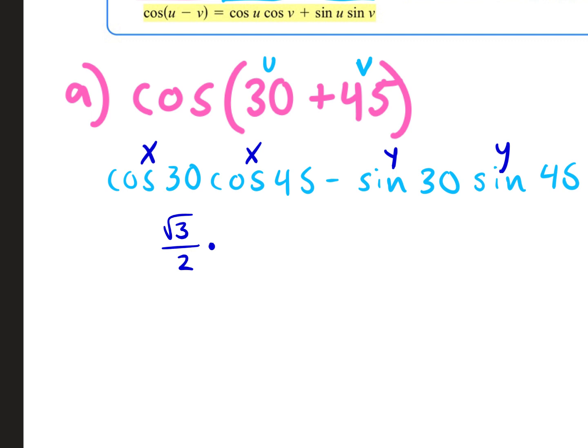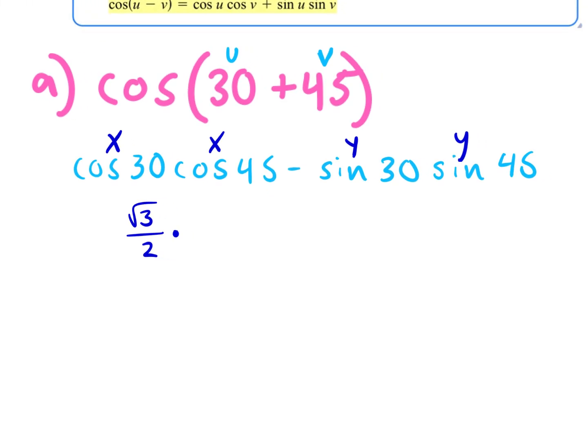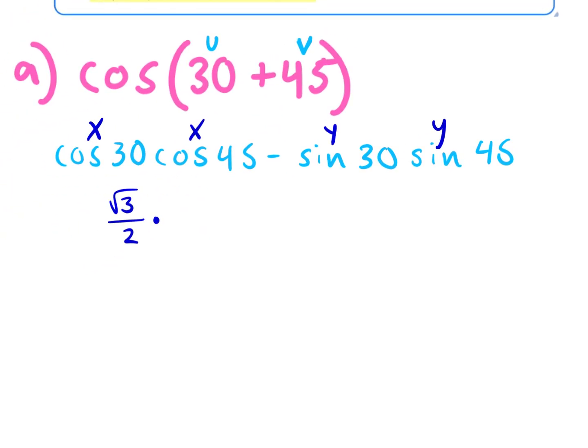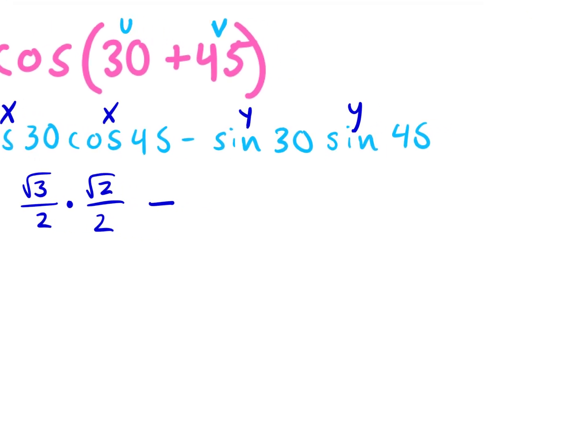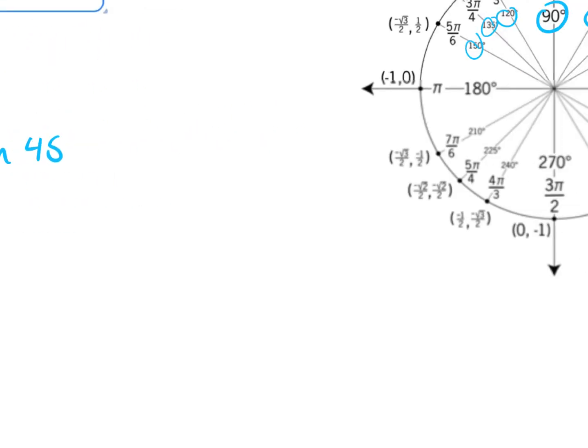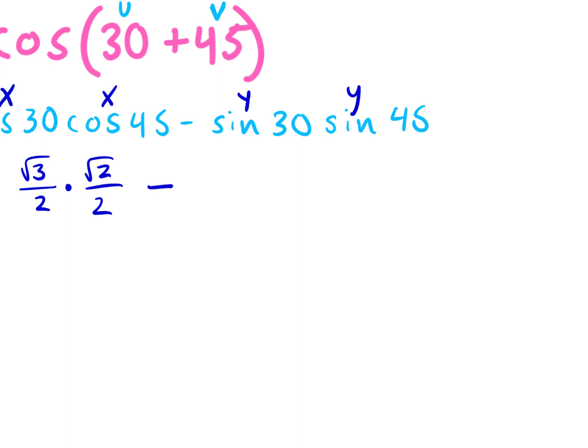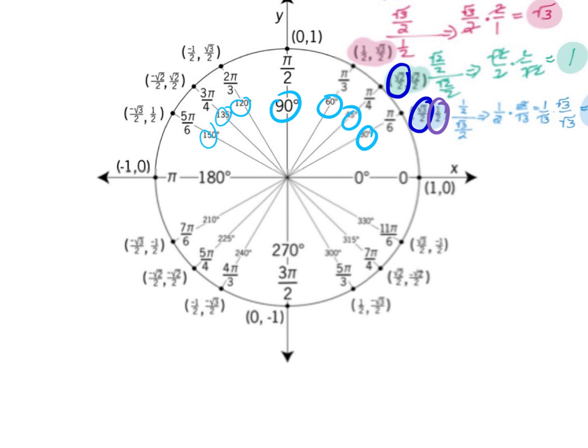Now to find the cosine of 45, I need to find what my X value is at 45. So going to my unit circle, 45 degrees, what's my X value? Square root 2 over 2. Now we'll come back and multiply that at the end, but let's finish finding our trig functions. So sine of 30, I need to figure out what my y value is at 30 degrees. 1/2. So we're going to plug in 1/2 there. And then sine of 45, what's my y value at 45? Square root 2 over 2.